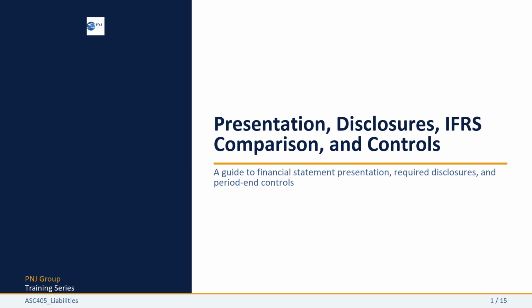Welcome to Section 7 of the ASC 405 Liabilities Training Series. This final section brings everything together: how liabilities appear on the face of the financial statements, what the footnotes must say, where US GAAP and IFRS diverge, and what your team needs to do at every period end to make sure nothing falls through the cracks.